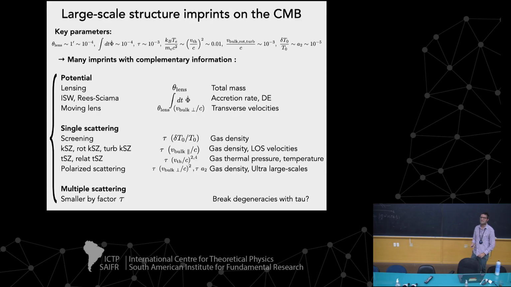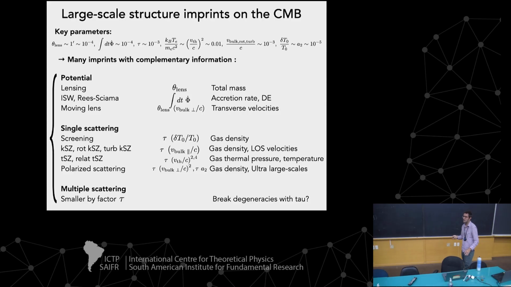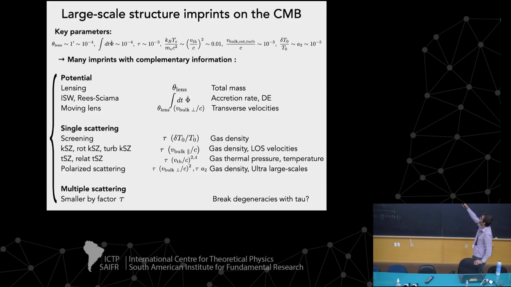But something that helps me think about them is that they are all the products of these dimensionless numbers. These dimensionless numbers, these key parameters, are properties of the large-scale structure. And all these effects are just some product of these parameters. So the first one I'm listing here is the typical lensing deflection for the CMB, about 1 arcminute or 10 to the minus 4 in radians. And that's a number that tells you about the total mass of your halo, how much mass is in there. So that's one property that's imprinted.